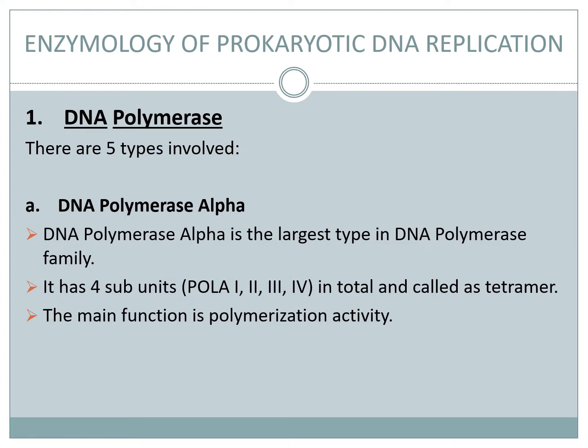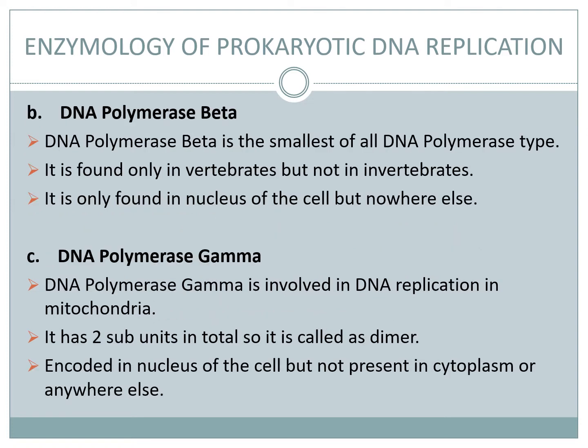There are 5 types involved in the DNA replication. The first one is the DNA polymerase alpha. This is the largest type in the DNA polymerase family, and it has 4 subunits and is thus called a tetramer. These 4 subunits are Pol A 1, 2, 3 and 4. The main function is polymerization activity.